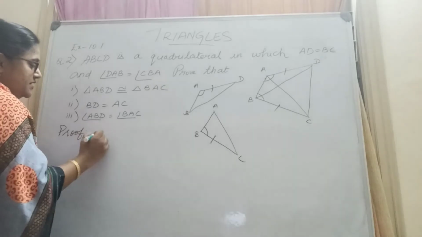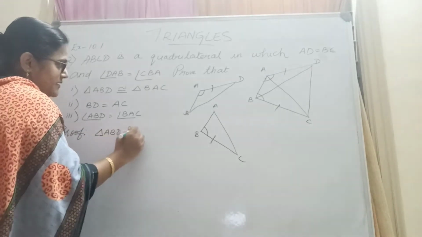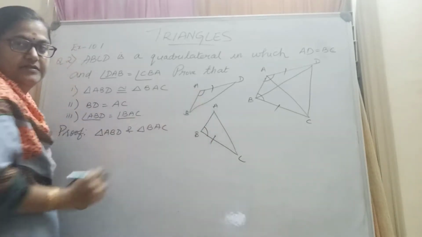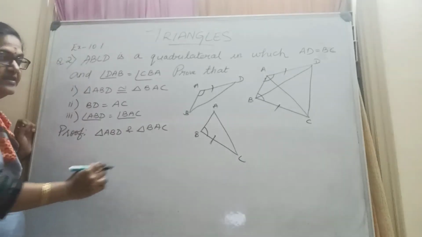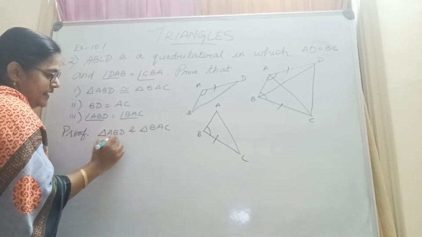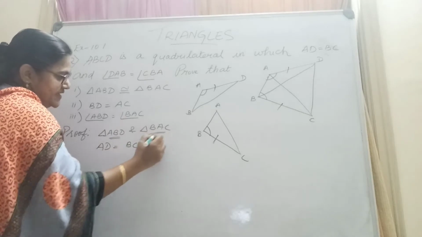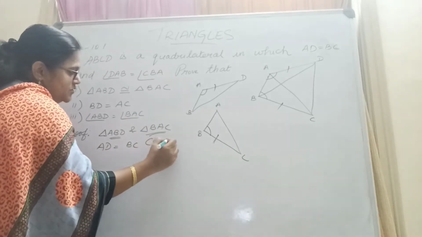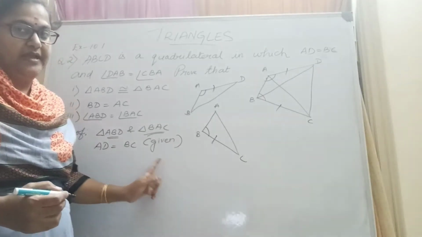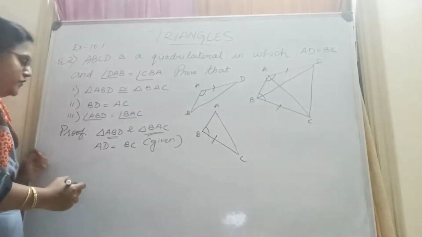Proof: consider triangle ABD and triangle BAC. Consider these two triangles. Okay. It is already given that side AD of triangle ABD is equal to side BC of triangle BAC. This is given information. So we will write given. And it is mandatory that you always write the reason. When you write a statement or an expression like this, you have to write the reason in your proof.